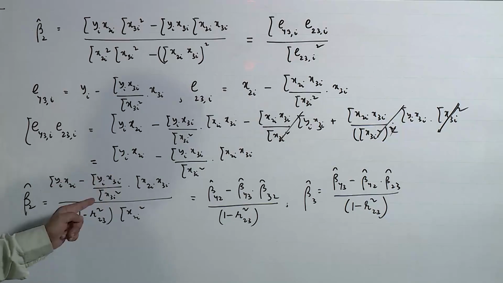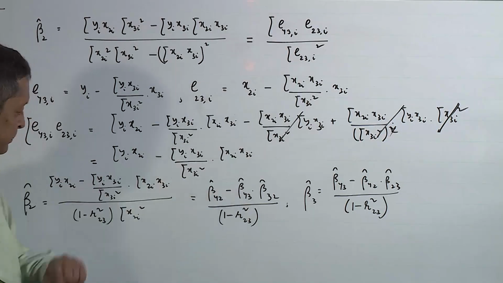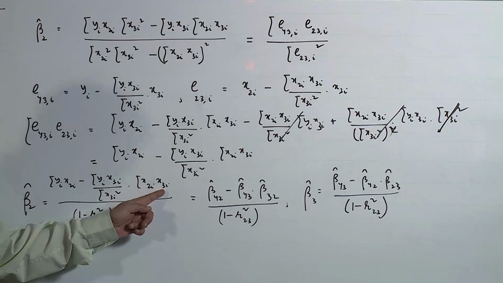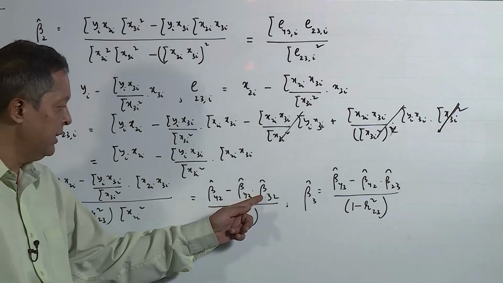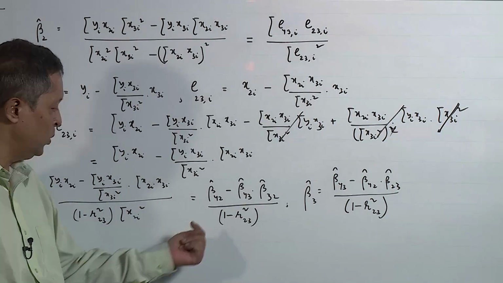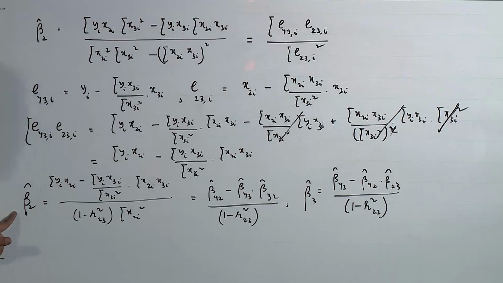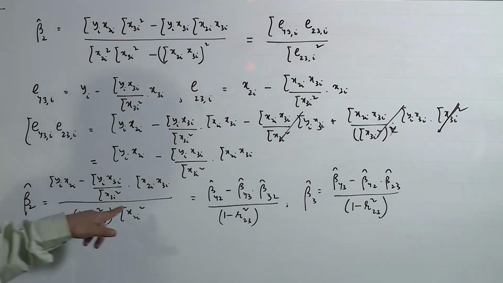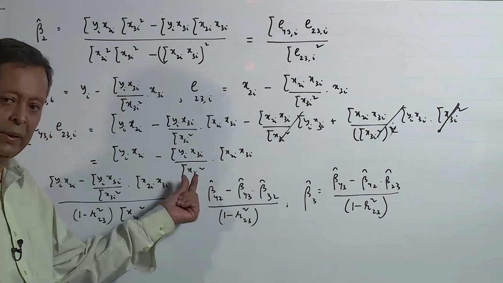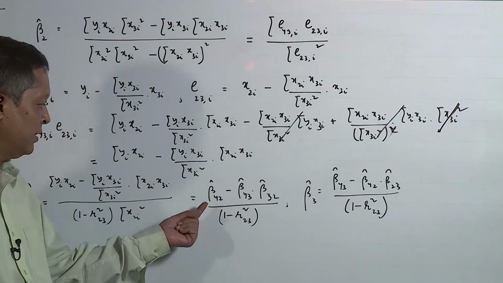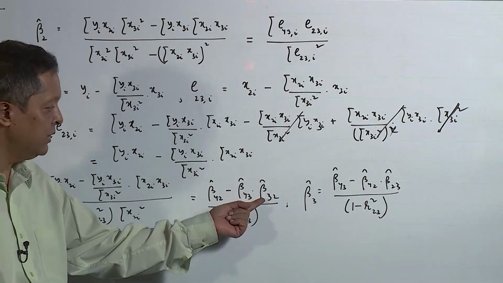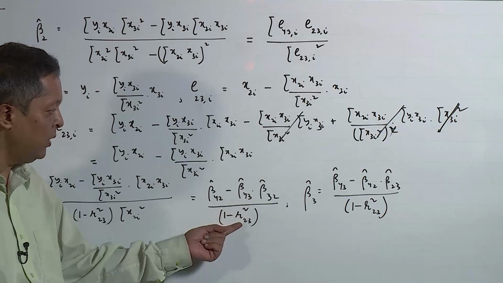Then Σyi x3i divided by Σx3i square is beta hat y3, and finally Σx2i x3i divided by Σx2i square means x3 is regressed on x2. So, that is beta hat 3 2, and the rest remains in the denominator, 1 minus r square 2 3. So, beta 2 hat from the multiple regression is equivalent to this expression, which is made up of estimates of beta from simple linear regressions, that is beta hat y2 minus beta hat y3 times beta hat 3 2, divided by 1 minus r square 2 3.